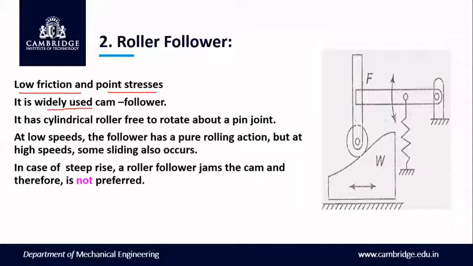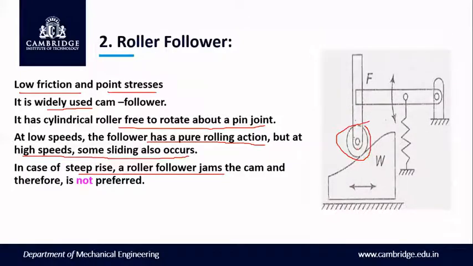It has a cylindrical roller which is free to rotate about the pin joint. In the diagram you can see this is the roller, which is free to rotate about the pin joint, and it can rotate at low speeds, and the follower has pure rolling action, but at high speeds some sliding also occurs. So the roller has a small limitation that at high speed it may sometimes slide. In case of steep rise, the roller follower jams. This is the main disadvantage.